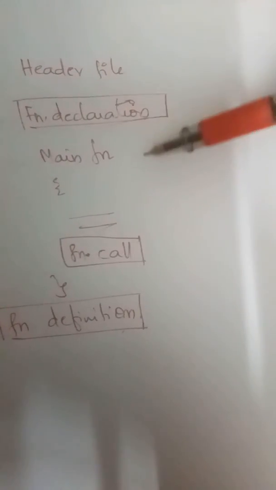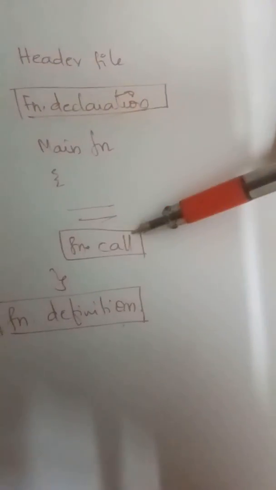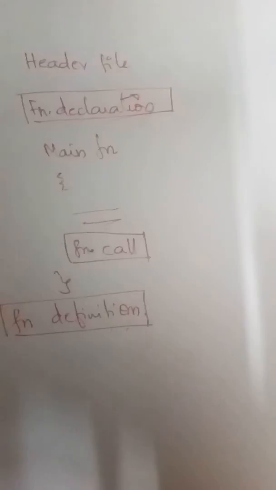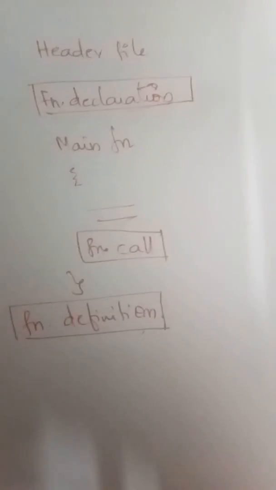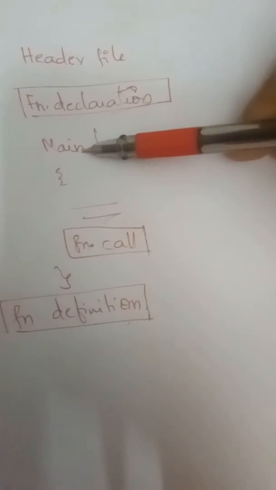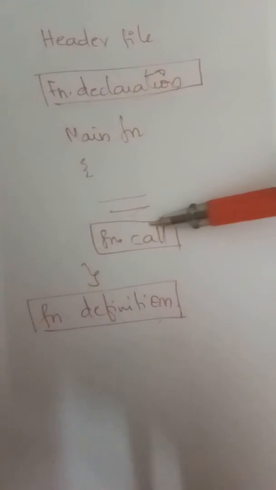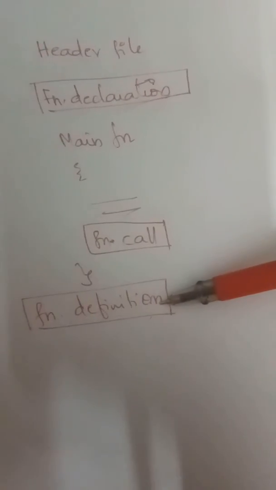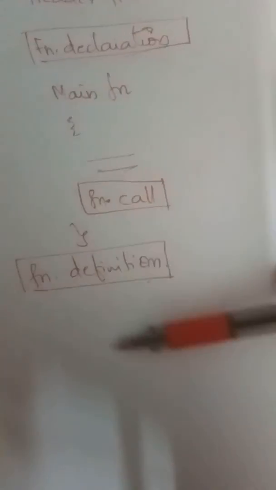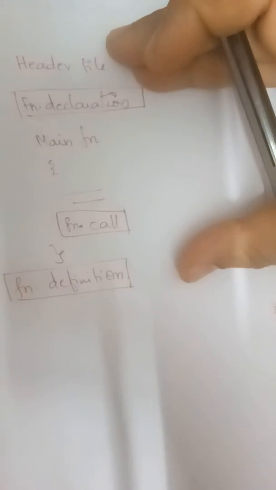Function declaration is to tell the compiler that the function is used later in the program. As I told you, every program's execution starts at main. Once it encounters the function call, it will automatically move the control towards the function definition. Inside the function definition you do all the processing. So this is how you have to write a program with respect to functions.